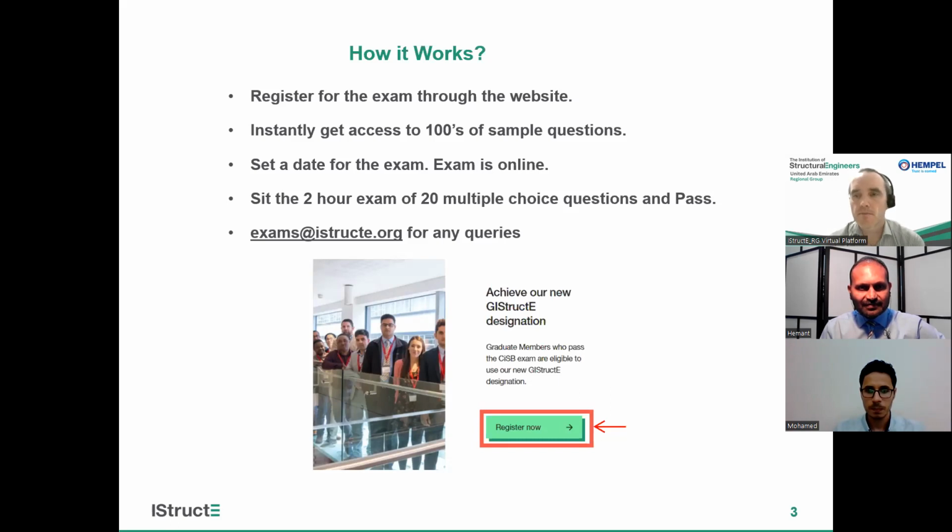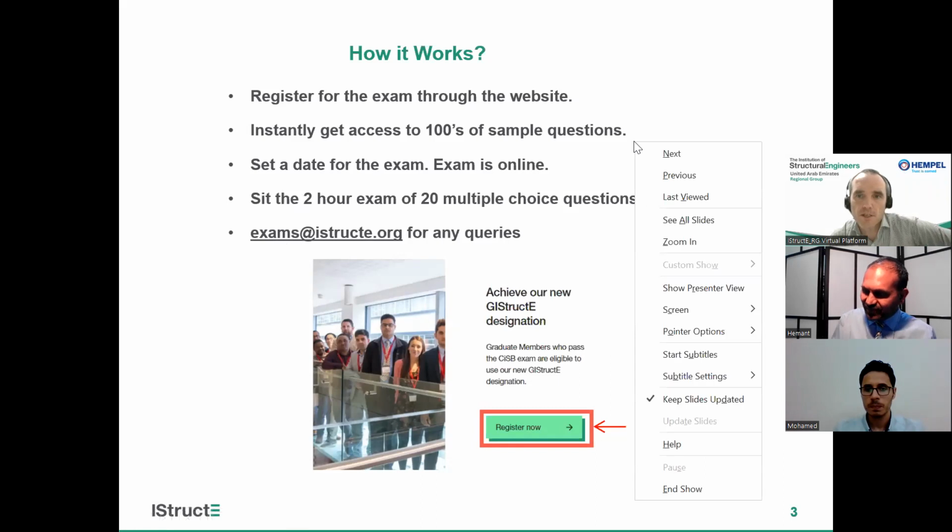So when you've done that a few times, you can then set a date for the exam. From the time you register to doing the exam, it's a maximum of 45 days, so around six weeks or so. The exam is 2 hours, 20 multiple choice questions. And once you do the 20 multiple choice questions, then you pass the exam, obviously, and you will then earn the credentials. If you have any questions at all about the registration process, you can just send an email to exams@istructe.org.